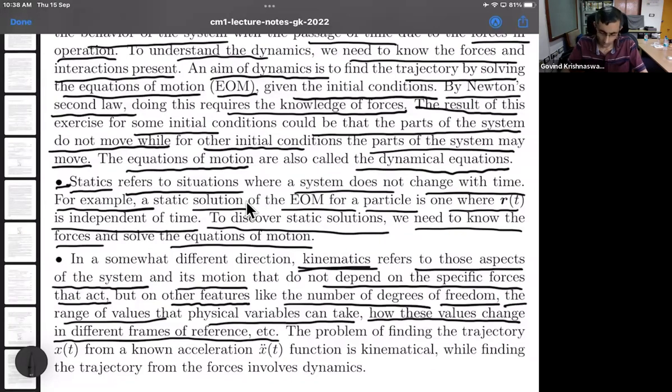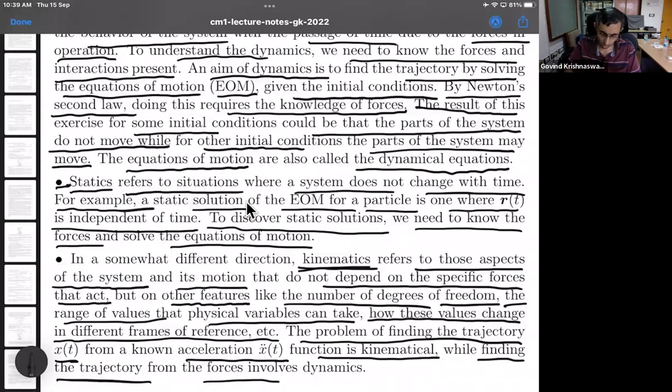Now, as we mentioned earlier, the problem of finding the trajectory x of t or r of t from a known acceleration is simply a matter of integration two times. That part of the problem is called kinematical, okay, because by some luck, somebody gave you the acceleration and you only need to do some integration. And I'm not saying integration is a simple business. It can be quite complicated, but nevertheless, it does not involve physical knowledge of forces. Okay, so we want to make that distinction. On the other hand, finding the trajectory from the forces involves dynamics. Okay, so this is the main distinction.